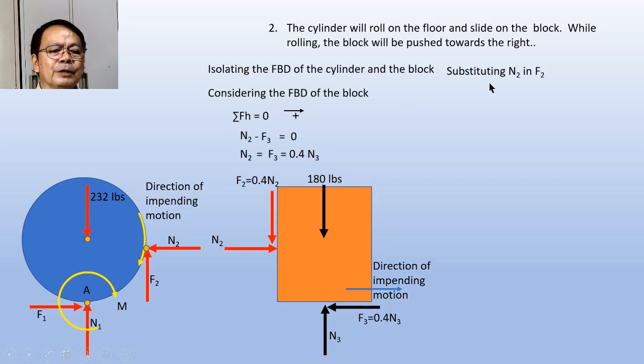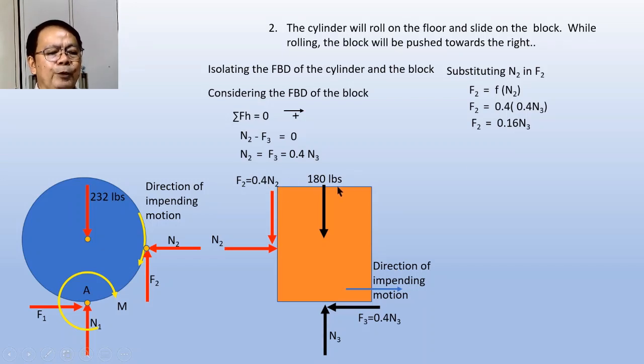Now, if we're going to substitute n sub 2 in f sub 2, it's here. So, our equation will be f sub 2 equal to 0.4 multiplied by the quantity 0.4 multiplied by n sub 3. And this will be equal to how much? 0.16 n sub 3. Now, let's express this.